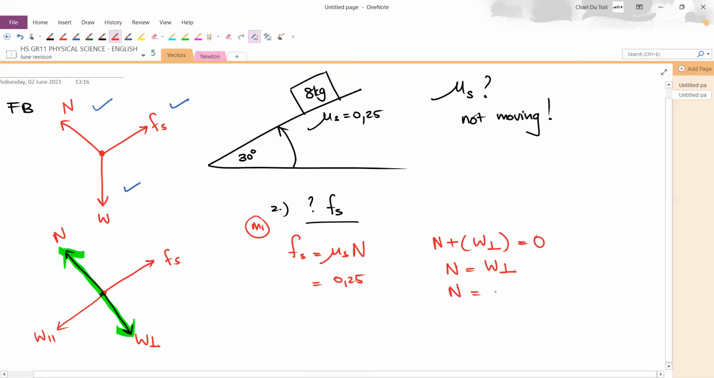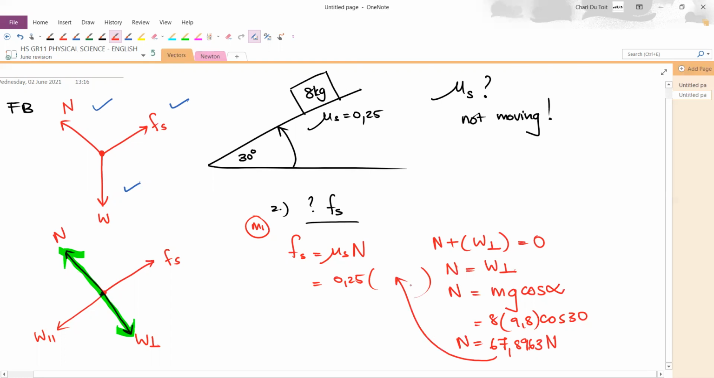Can you remember what that is? That's mg sin or cos? Cos alpha. Yes, sir. So that's the mass times 9.8 cos 30. That's the normal force. You can type that in, or you can just convert that into your answer. 8 times 9.8 cos 30. So that's 67.8963 Newton. And then I can convert it in there.